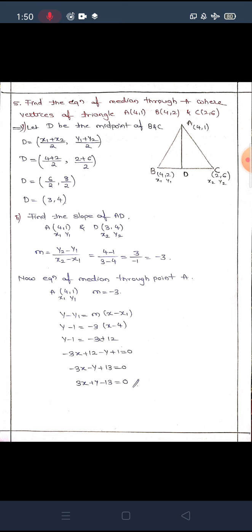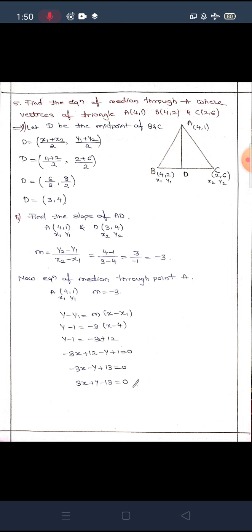Now you have m, that is the slope, and you have to find the equation through the point A. So what is the given point A? That is (4, 1). So write the equation y minus y1 equals m times (x minus x1). Substitute the values of x1, y1 and m. That is y minus 1 equals minus 3 times (x minus 4). So y minus 1 equals minus 3x plus 12.